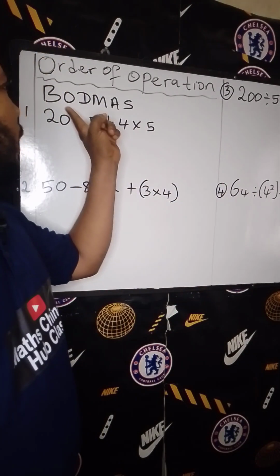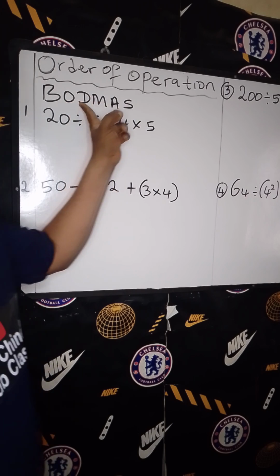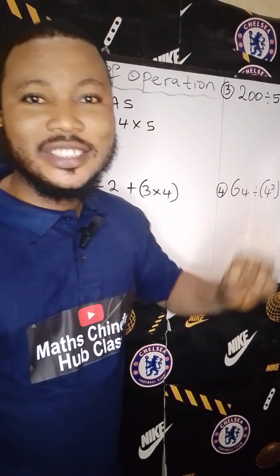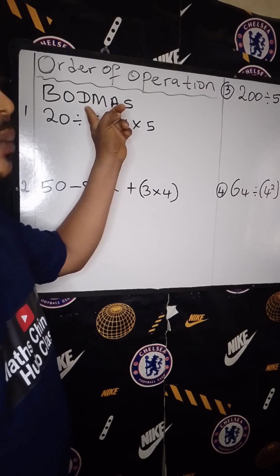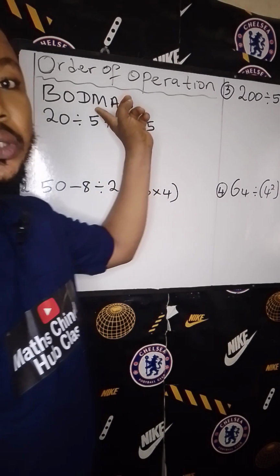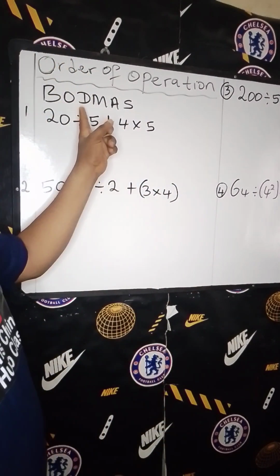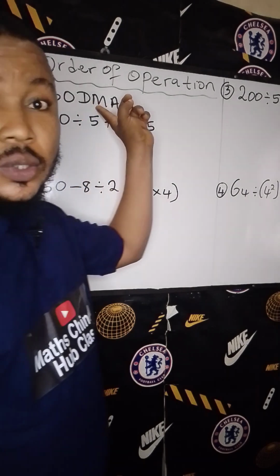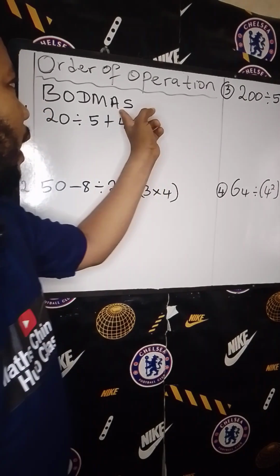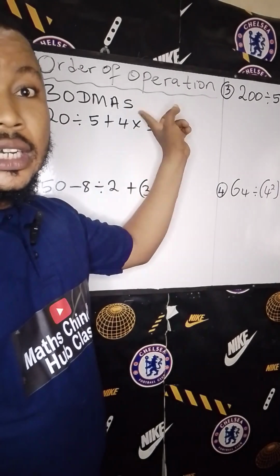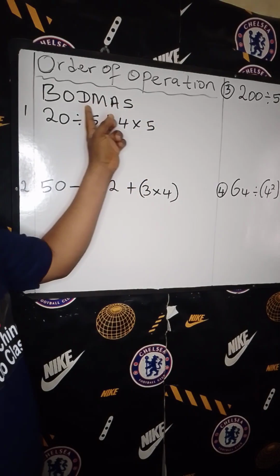Now we have here, B stands for brackets, O stands for of or order, D for division, then multiplication, addition, and subtraction. But we should always know that division has the same rank as multiplication. Same goes for addition and subtraction. So if division or multiplication comes first, you go for that one first. If addition comes first, you can also add or subtract, whichever comes first, because these two have the same rank, same with division and multiplication.